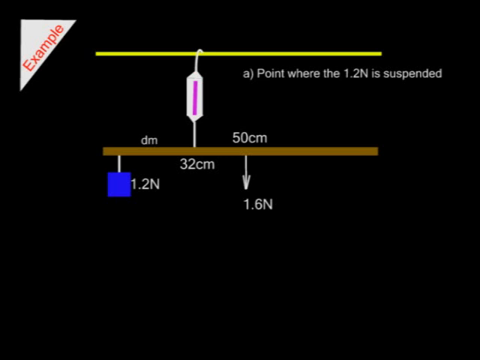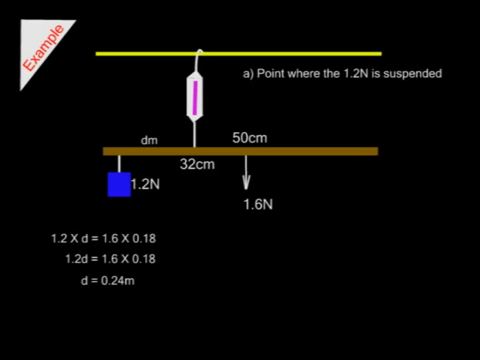So the anti-clockwise moments, 1.2 times d, we equate to 1.6 times the distance from the 32 centimeter mark to the center, that is the 50 centimeter mark, which is 18 centimeters. 50 minus 32 gives us 18. If you convert that into meters, it gives you 0.18. So we have 1.2d is equal to 1.6 times 0.18. If you finish your calculations, d is equal to 0.24 meters.